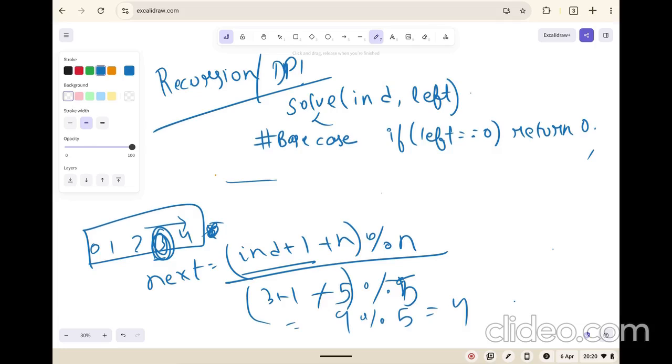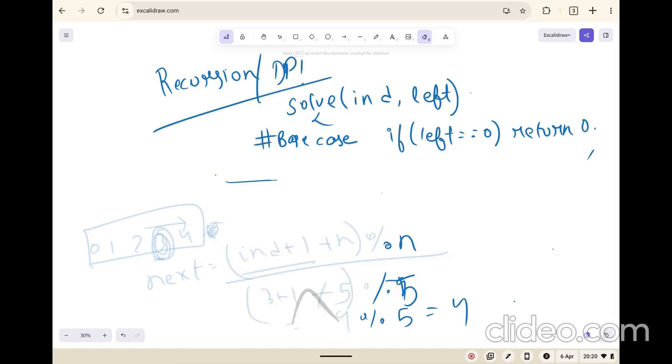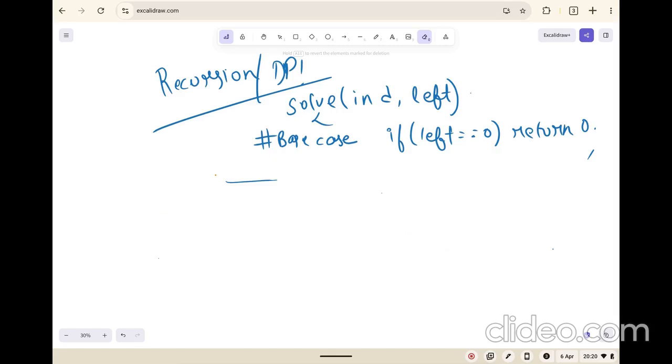So I hope this point was clear to you. Till now we have understood how we find previous and how we find next. Now let's try to understand what our recursive solution is. So till now this is clear to you.